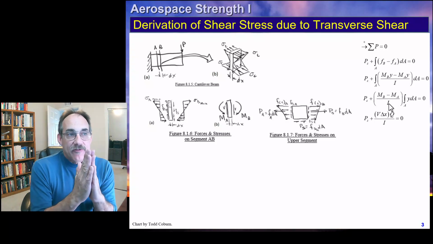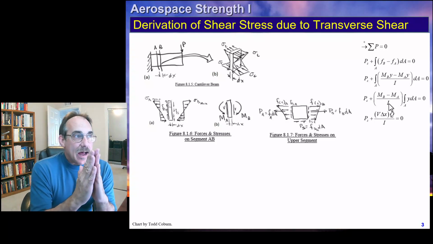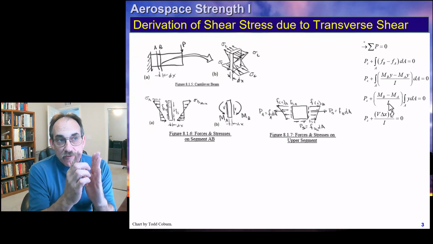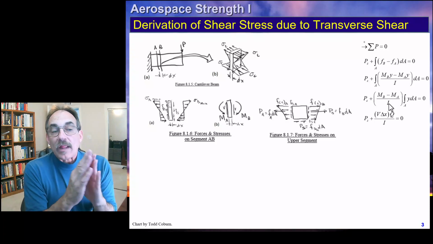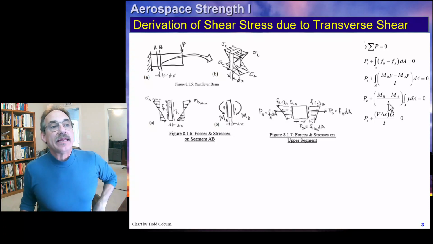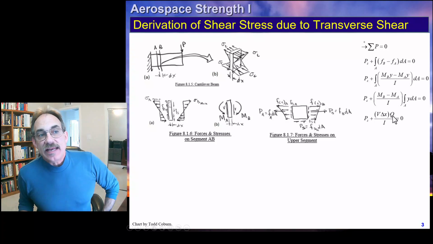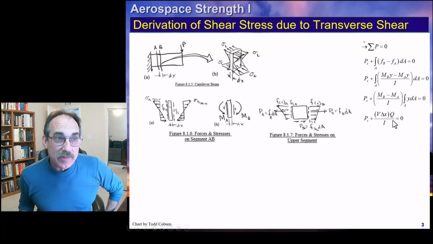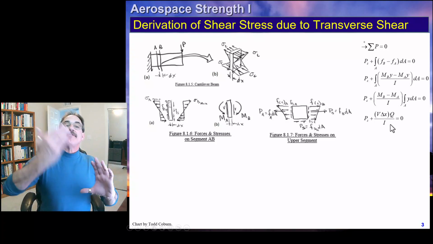Now if we're moving from B to A, that shear force times dx is just the same as that moment. So we can rewrite it this way. PS plus V dx times Q, that's the first moment of the area, divided by I. This is I of the total section.